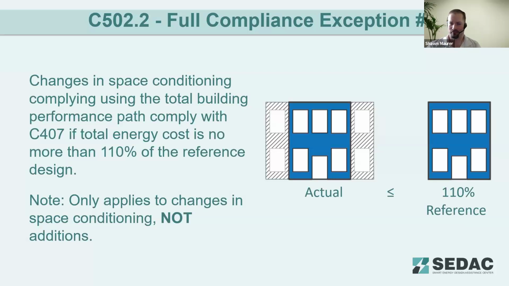The second exception for full compliance is that changes in space conditioning using the performance path can comply if the total energy cost is no more than, again, they give you that 10% leeway beyond what the reference model design says the energy consumption should be. So again, this applies if you're looking at a change in space conditioning, accounting for those difficulties in modifying that space within an existing structure, where they give you that 10% leeway. If you're looking at an addition separately, instead of a change in space conditioning, the addition would not have that 10% leeway.